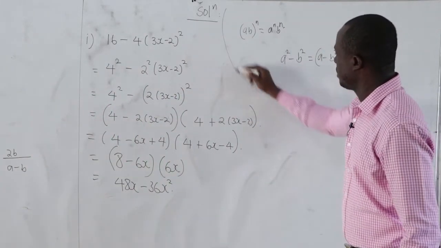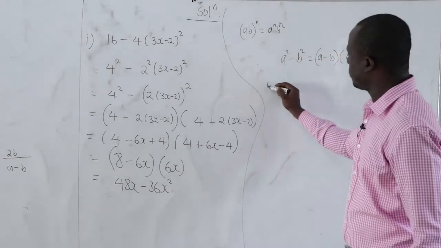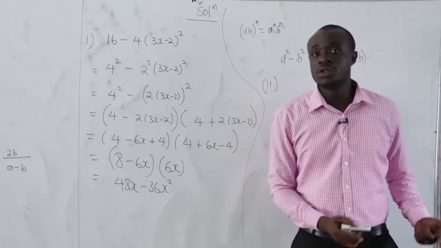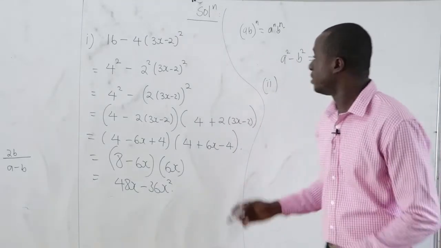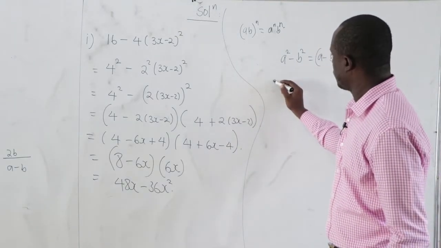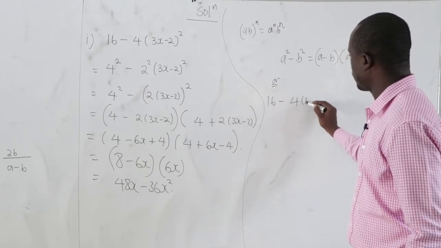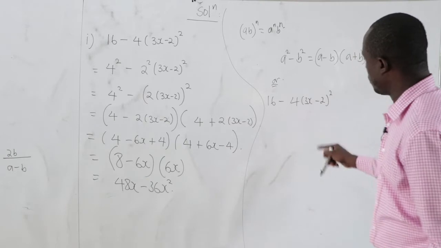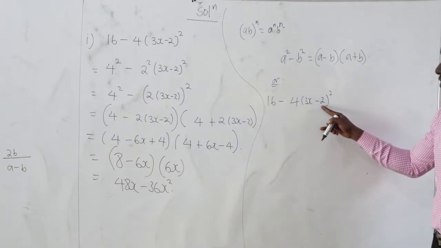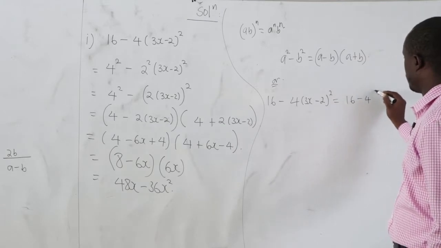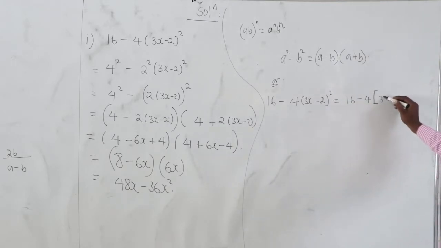Now let's see the second one, or even with the first one. What about if you don't want to use this method but you want to use a different method? Let's see an alternative approach. So we have 16 minus 4(3x minus 2) all squared. Now we can expand this, and this is the same as 16 minus 4. Let's bring a bigger bracket. This is just (3x minus 2)(3x minus 2).